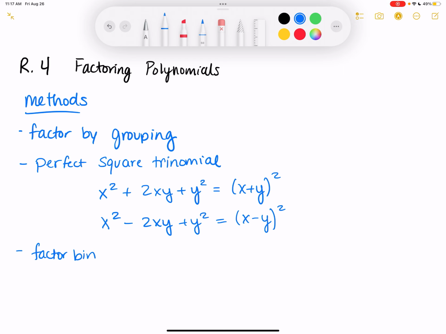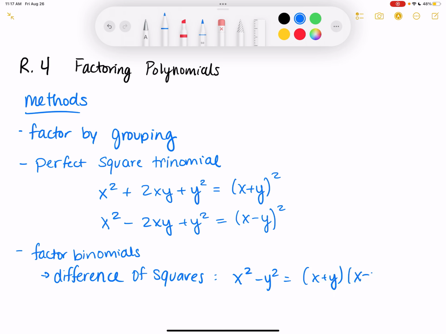Factoring binomials, we can use the difference of squares, which would be like x squared minus y squared is equal to (x plus y) times (x minus y).